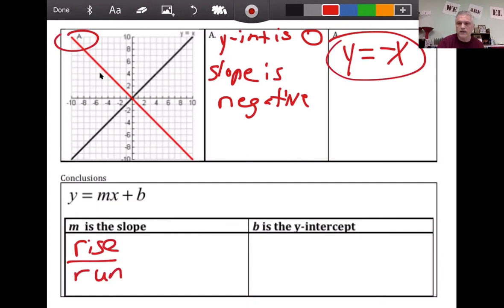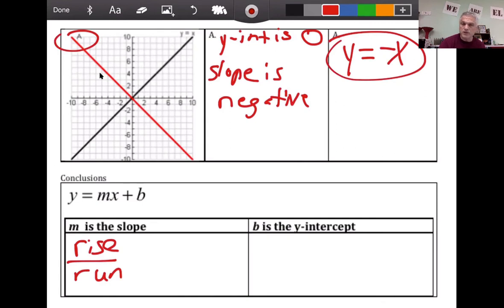Okay, you can go rise over run. And we do know that direction, rising to the right is positive slope, falling to the right is a negative slope. Horizontal is a zero slope, and a vertical line has an undefined slope. So yes, M is the slope. You can find it by rise over run.